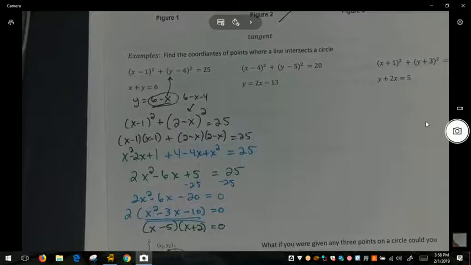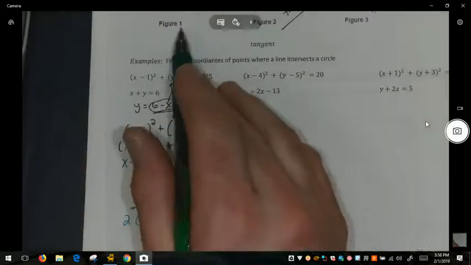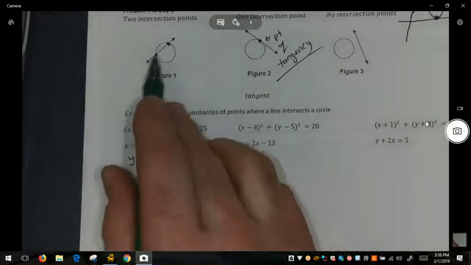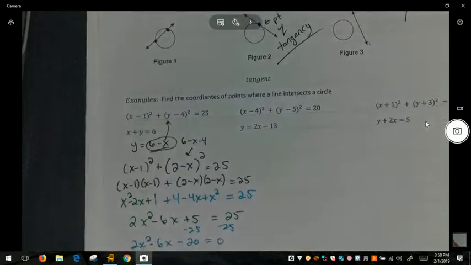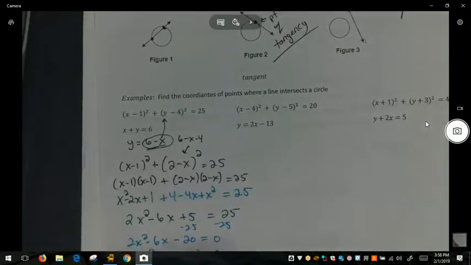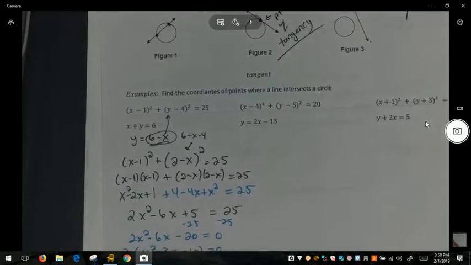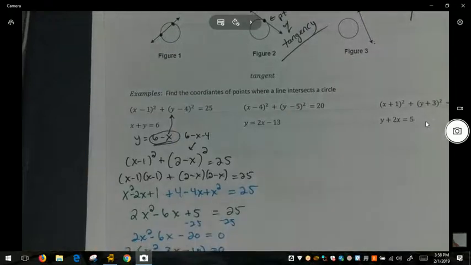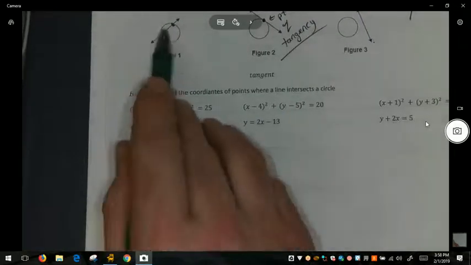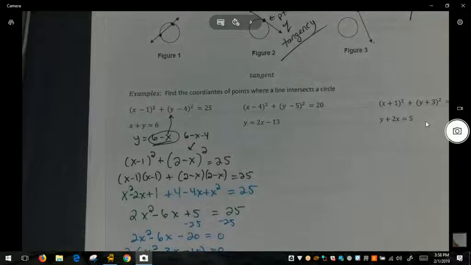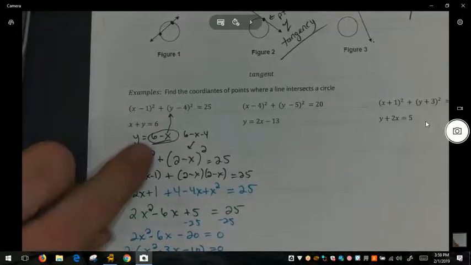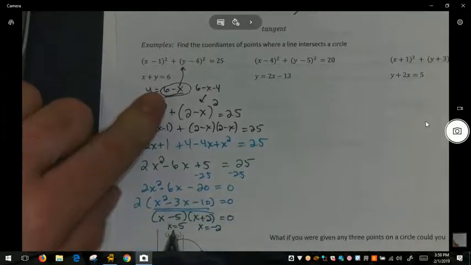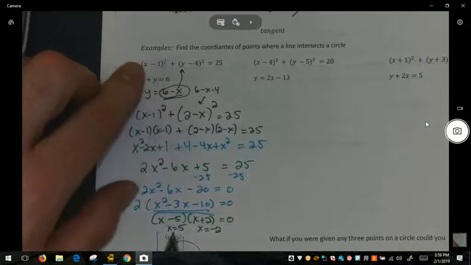That means that my possible answers for x, if I were actually looking at the graph of the circle and the graph of the linear equation, would be x equals 5 and x equals negative 2 as the intersection points. This would be the negative 2, this would be the 5. I don't know if that's the exact graph or not, because this one has a negative slope, so it would look a little different. Now I'm going to plug these into my linear equation, which would be easiest. You could plug them in here and solve for y if you want, but then you'll have to solve another quadratic.